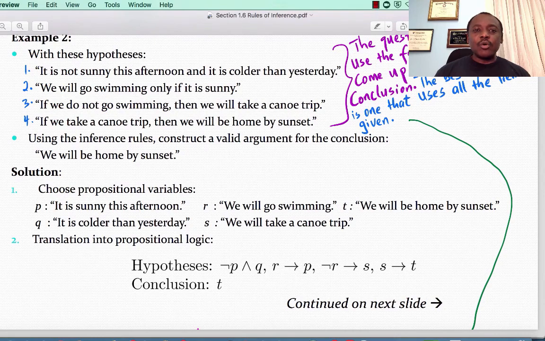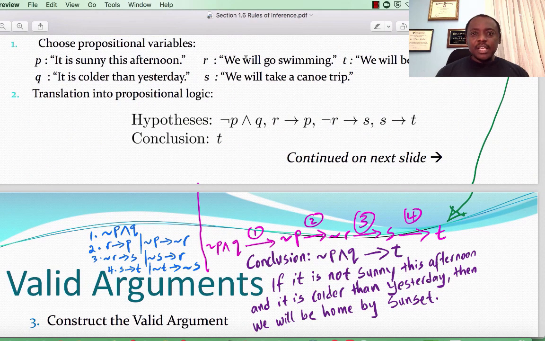We will go swimming only if it is sunny. I try to write that in the form if-then. If you go back to the equivalent ways of writing if-then, this is simply: if we go swimming, then it is sunny. So that becomes R implies P. Now watch very carefully what I do here. I immediately write the contrapositive of R implies P because both are equivalent. The contrapositive of R implies P is not P implies not R. Take a deep breath. The second premise is written.